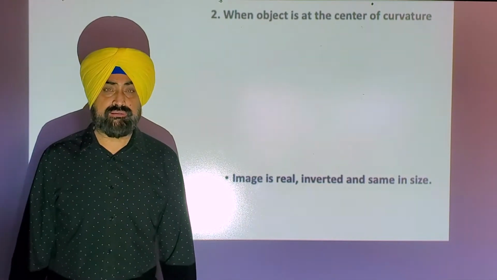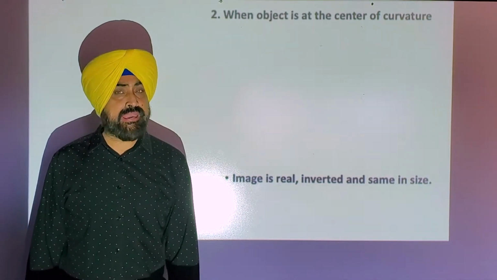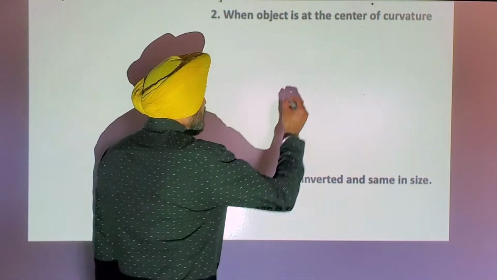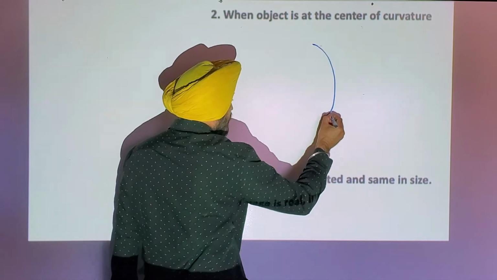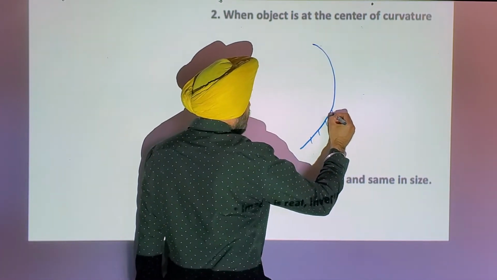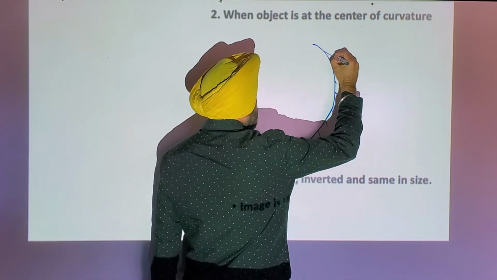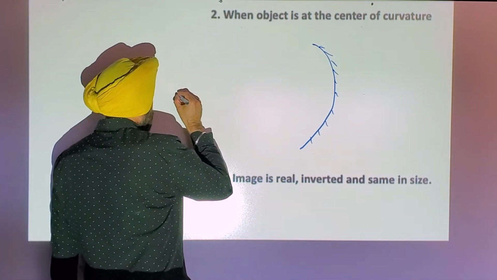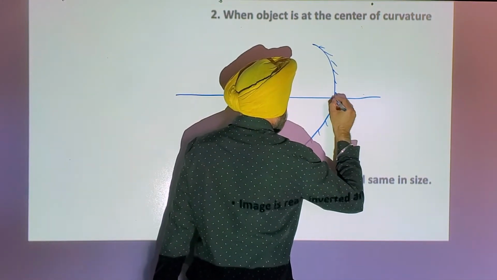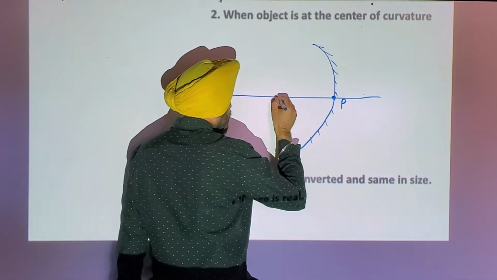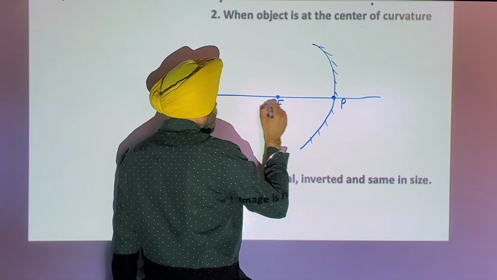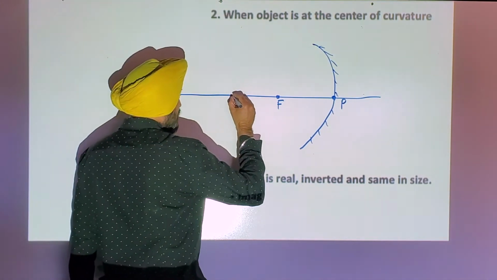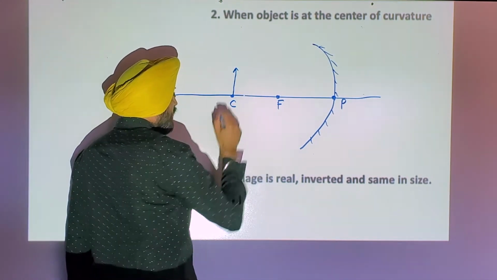So students, let's see, when the object is placed at the center of curvature, then where the image will be formed. So let's see, this is a concave mirror. This is the polished side and this is the reflecting surface. Draw principal axis. This is the pole, focal point, center of curvature. This time the object is placed at the center of curvature.